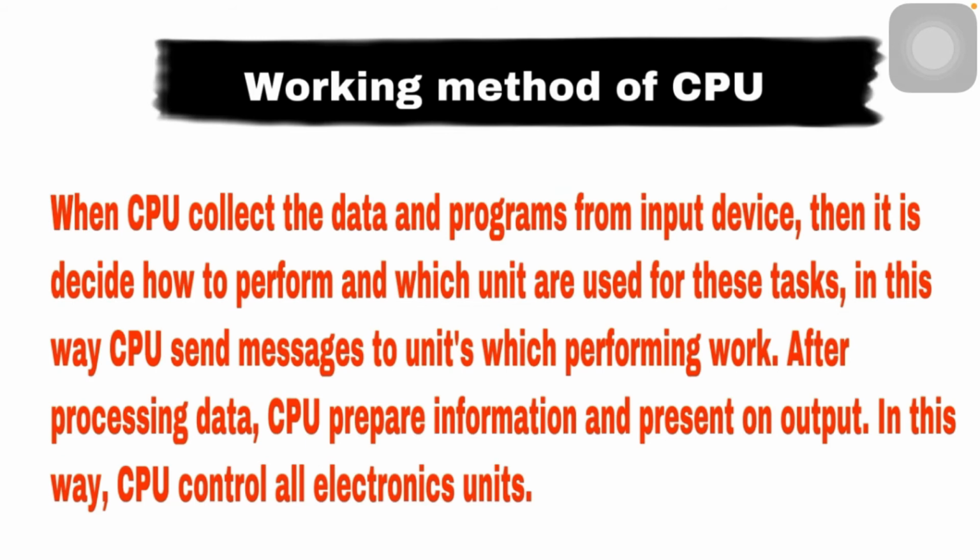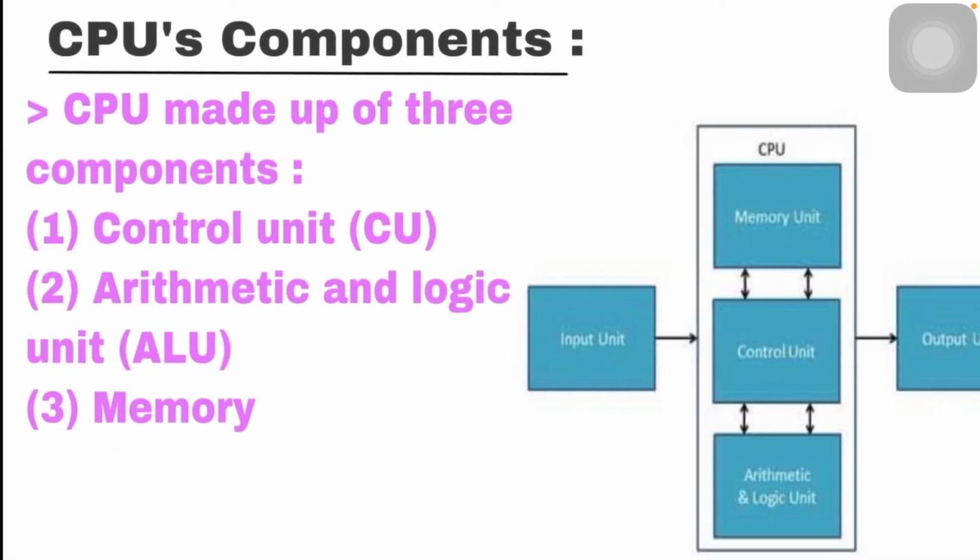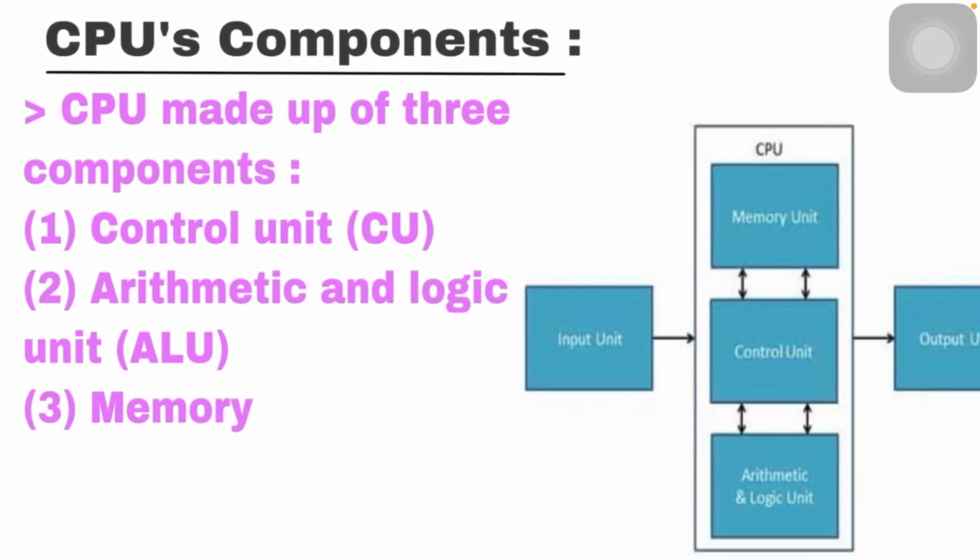So in this way the CPU controls all the electronic units. Okay. So whatever different types of work is processed in a CPU is processed in different types of components. So how is it working, and which types of components are used here? There are three main components in a CPU, which are the most important parts of a computer for processing any type of data.